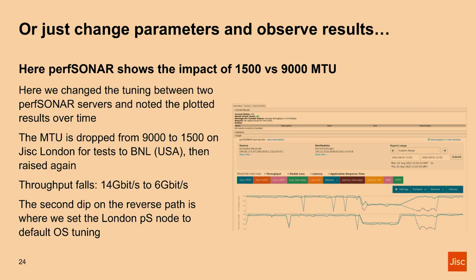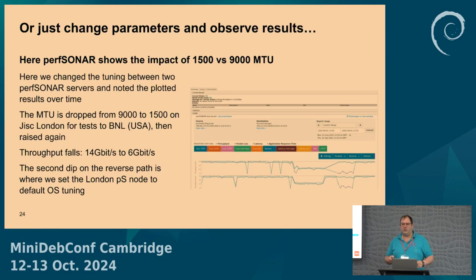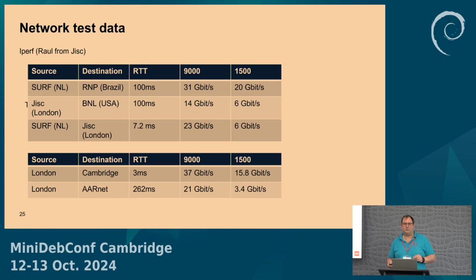The other thing you can do is to just change the parameters for the whole set of tests. And you can see here, the performance is pretty steady, and then there's a sudden drop. And that is due to us changing the MTU for the tests between London and Brookhaven, as it happens in this case. So Brookhaven's in New York, or near New York.